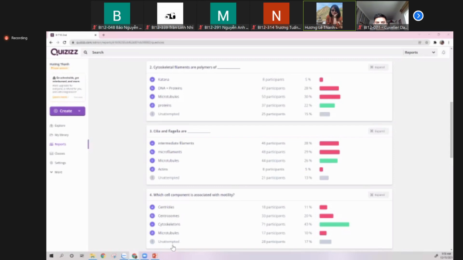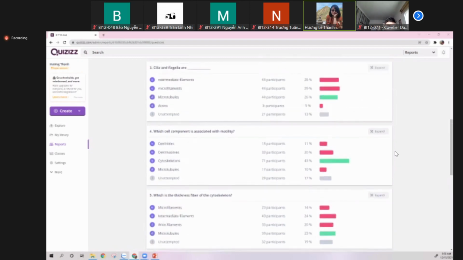For number 4, I will explain to your class which cell component is associated with motility. Of course, it is the cytoskeleton. The cytoskeleton is the combination of centriole, centrosome, and microtubules; they are all components of the cytoskeleton. So when you choose cytoskeleton, you make all the other answers right. Okay, and Nhi Linh, number 5, please.